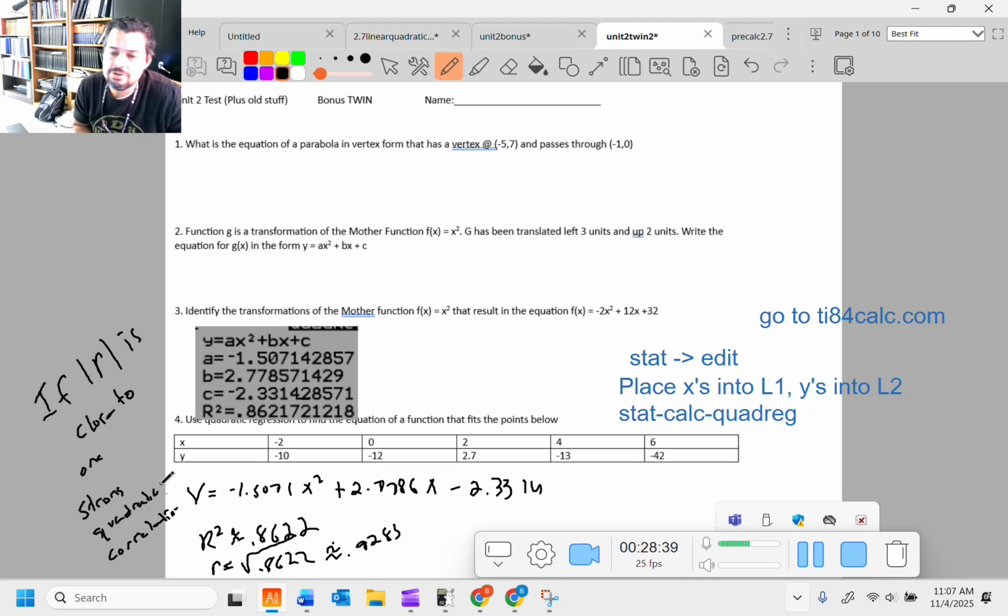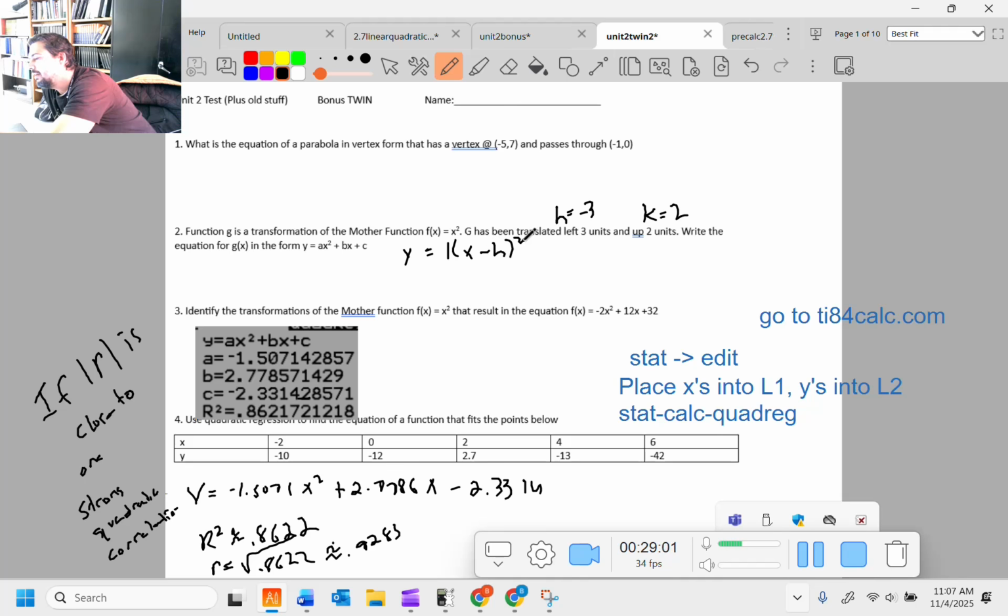All right, 2. Function G is a transformation of the mother function f of x equals x squared. G has been translated left 3 and up 2. By the way, this is H. H is -3. This is K. K is 2. We're going to start with vertex form. And notice it doesn't talk about vertical shifts, so it's just 1 times x minus h squared plus k.